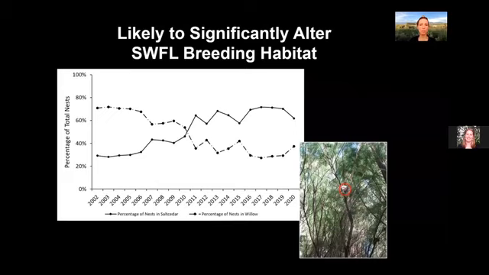This graph shows the percentage of nests constructed in salt cedar versus willow over the last 2 decades. And as you can see, it's shifted from approximately 75% of nests constructed in willow back in 2002 to about 2/3 to 3/4 of nests constructed in salt cedar currently. Likewise, about 75% of breeding territories are either salt cedar dominated or have a salt cedar component.